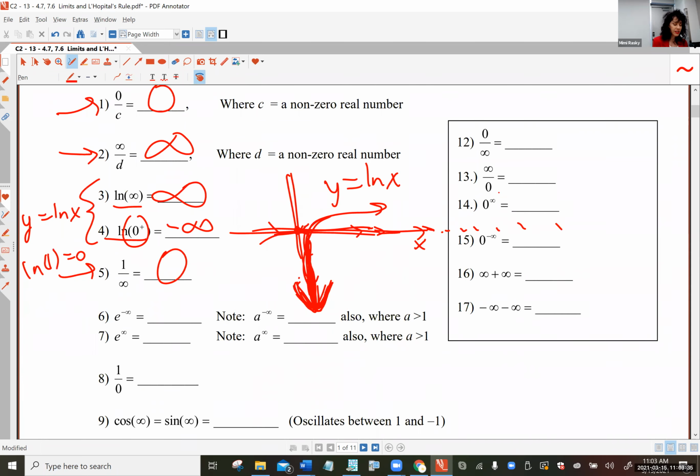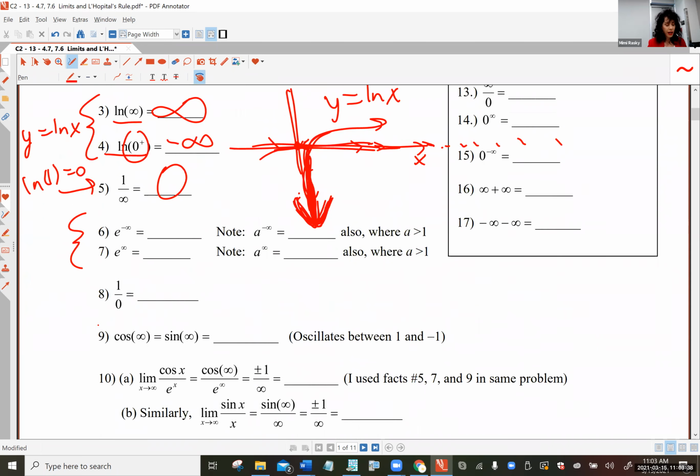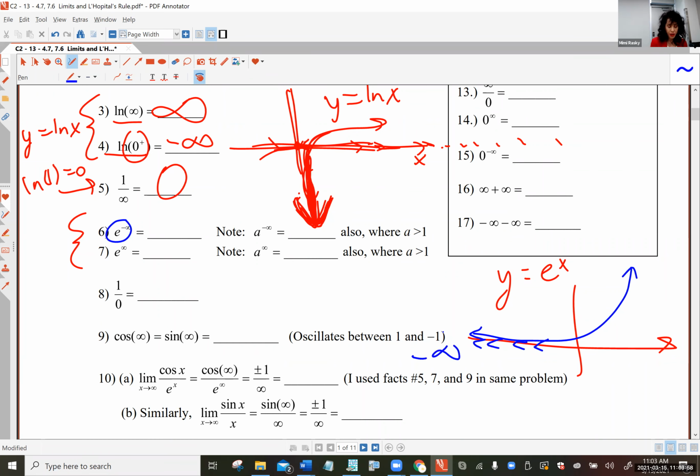Okay, numbers 6 and 7 are helpful if you know what the graph of e to the x looks like. So if you don't have e to the x memorized, you should. But e to the x is a very nice graph, and it has this shape to it, okay? So what is e to the negative infinity? What happens when you have x here on the x-axis go very negative? What y coordinate gets hit here? 0. Yeah, it approaches the x-axis. Never hits it, but gets awfully close. That's an asymptote.